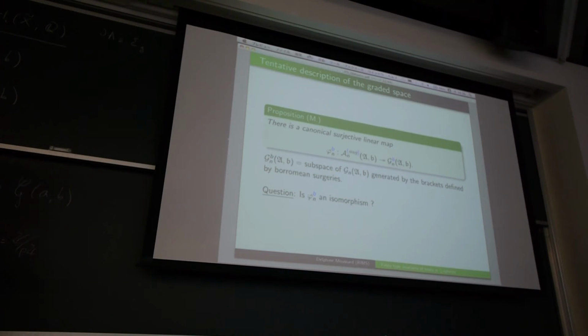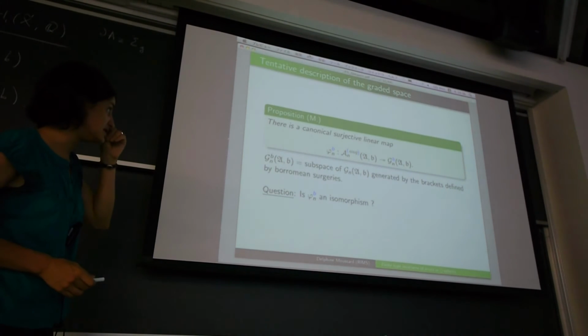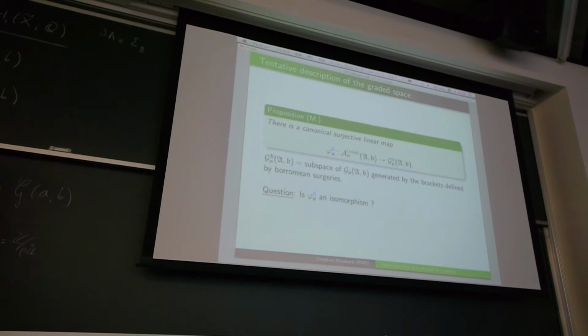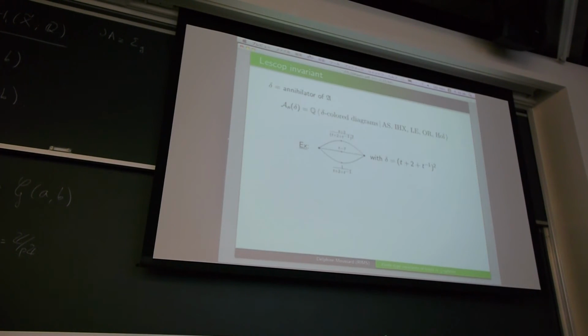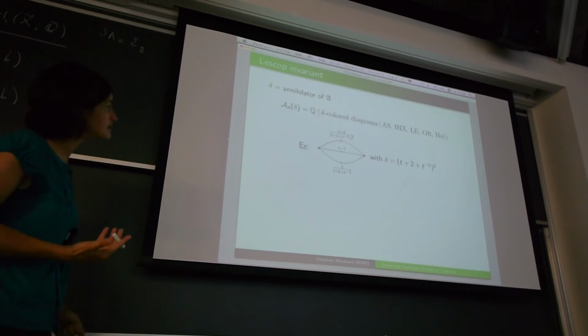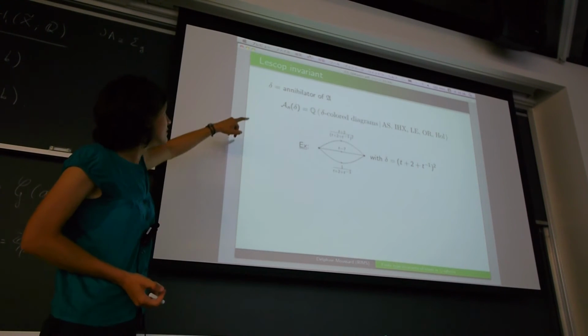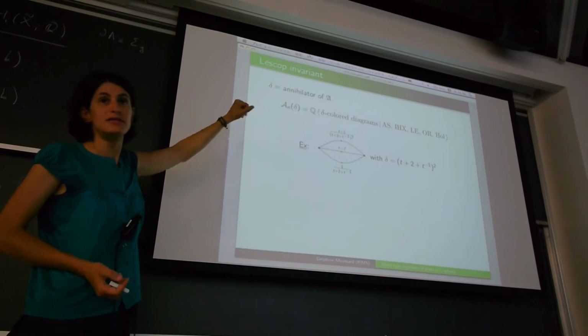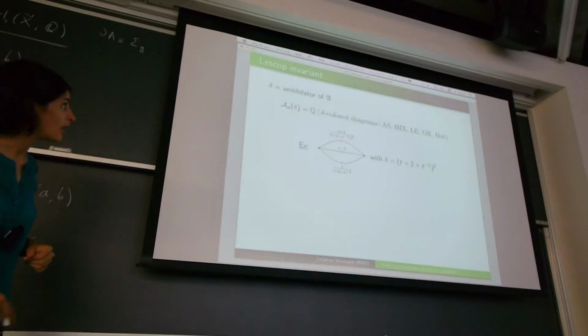Okay, so now we want to know if this map is injective. To try to do that, we will use the Lescop invariant. The Lescop invariant is an invariant of QSK pairs defined from integrals in configuration spaces, and it takes values in another diagram space, which depends only on the annihilator of the Alexander module.